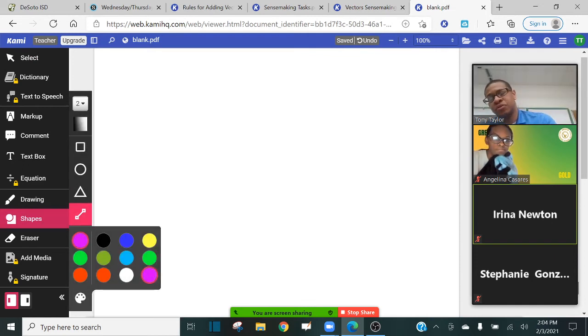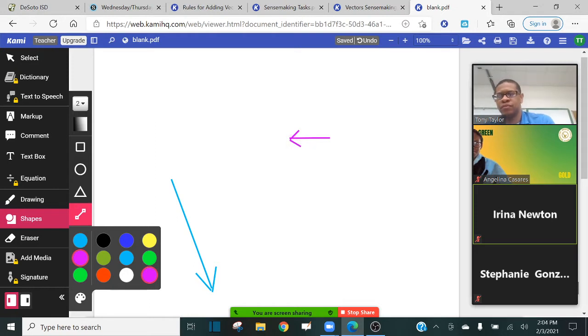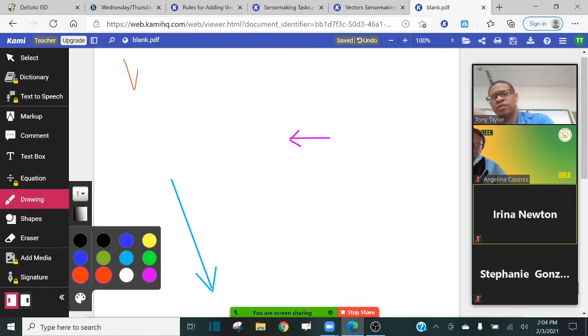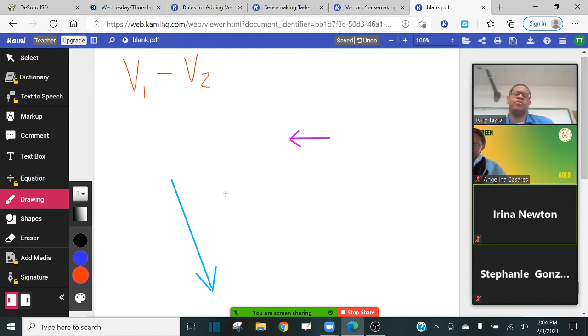So suppose I give you some vector that looks like this. We're going to call that vector V1. And I give you a vector that looks like this, which we're going to call V2. And I ask you to do V1 minus V2. In other words, you're subtracting this vector from that vector. So remember, whenever you're subtracting vectors, the vector that has a negative in front of it, you're going to take that vector and flip it.